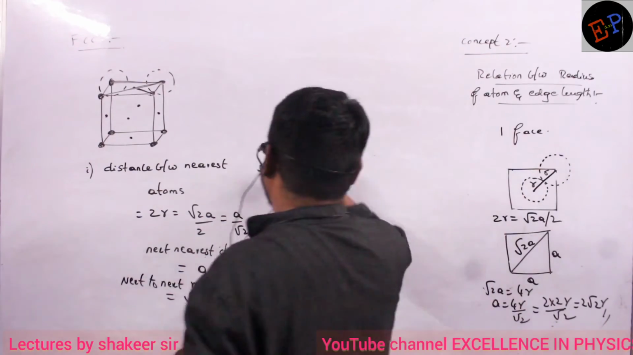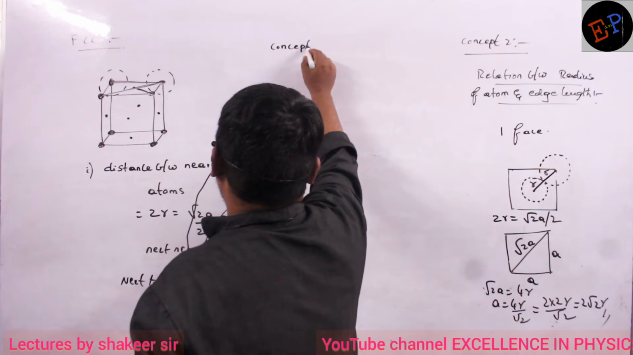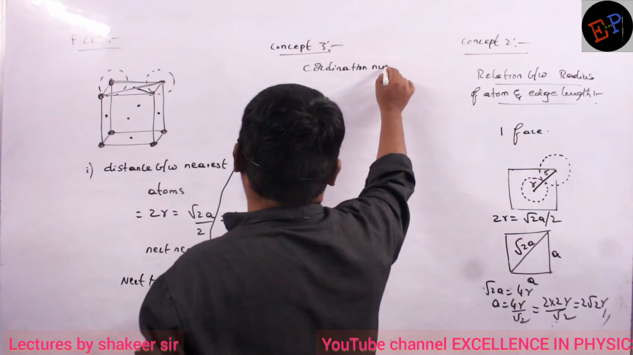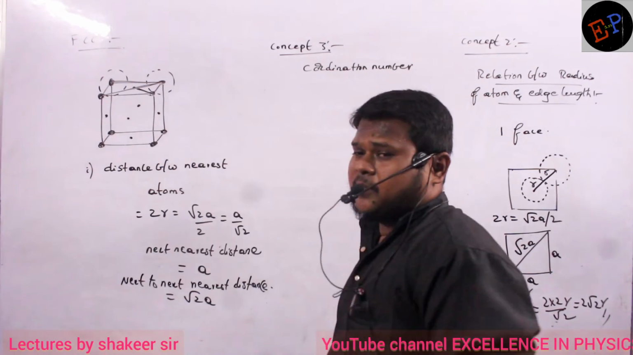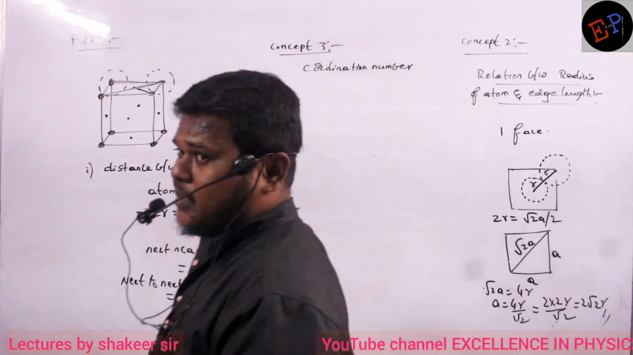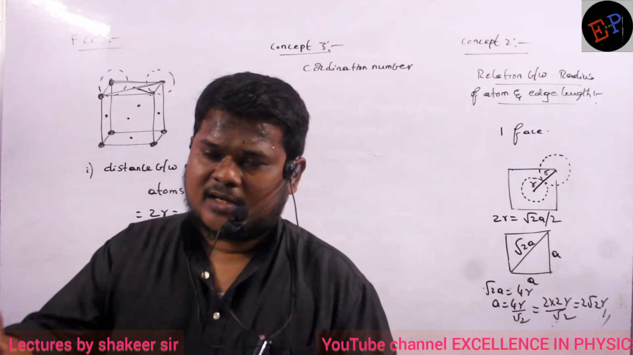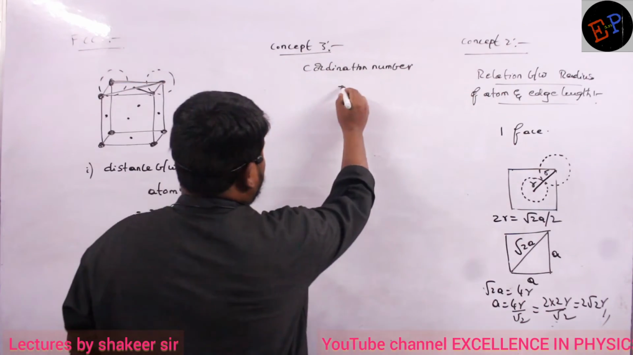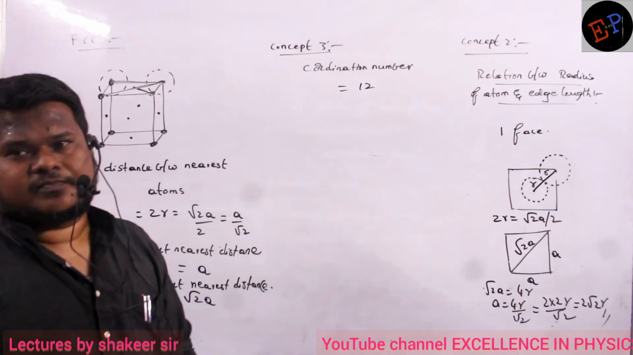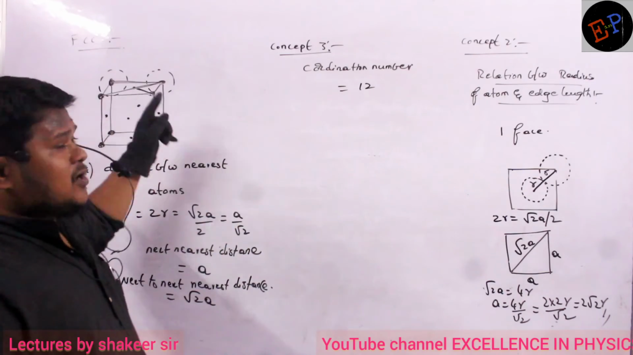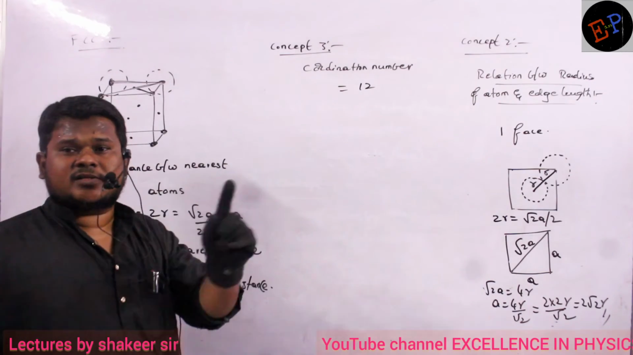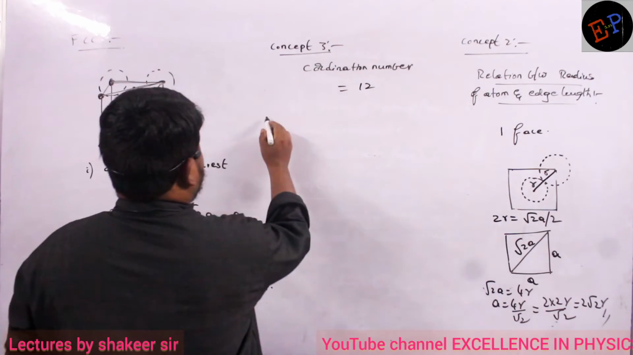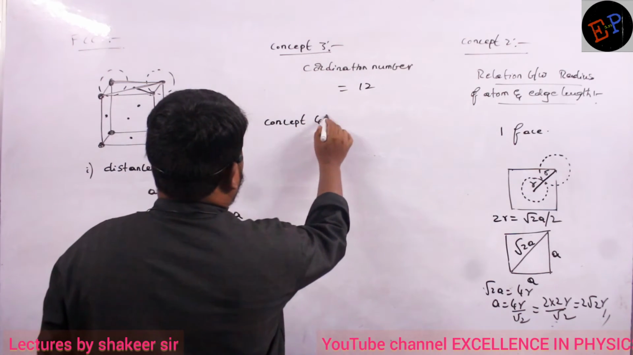What is meant by coordination number? Concept number 3. Coordination number is the number of atoms surrounding a single atom which are present at the shortest distance. Already we have discussed, you need not understand them, you just learn them by heart. So for FCC, the coordination number is how much? 12. It means each atom is surrounded by 12 atoms which are present at the shortest distance. So its coordination number is 12. Clear? Okay. So next, concept number 4.